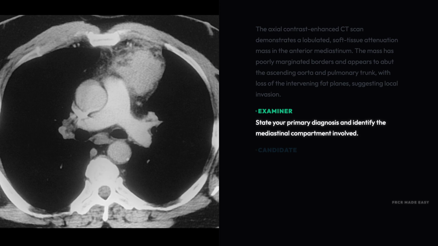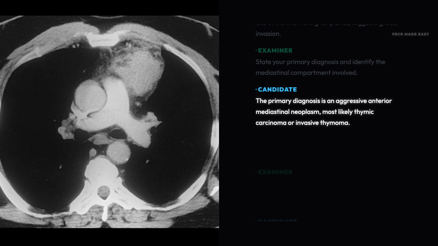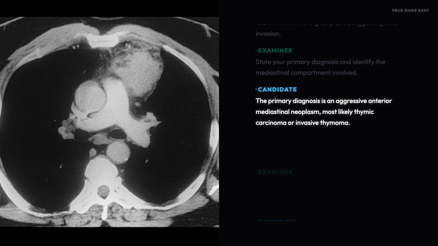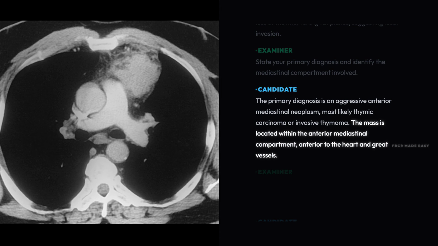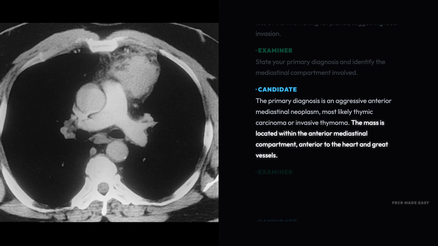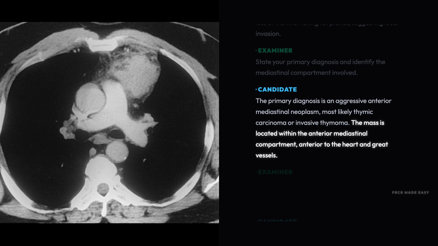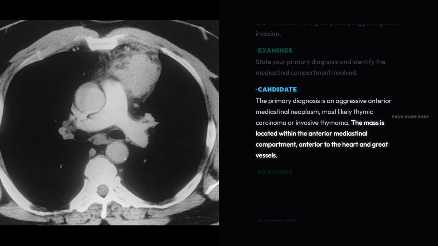State your primary diagnosis and identify the mediastinal compartment involved. The primary diagnosis is an aggressive anterior mediastinal neoplasm, most likely thymic carcinoma or invasive thymoma. The mass is located within the anterior mediastinal compartment, anterior to the heart and great vessels.